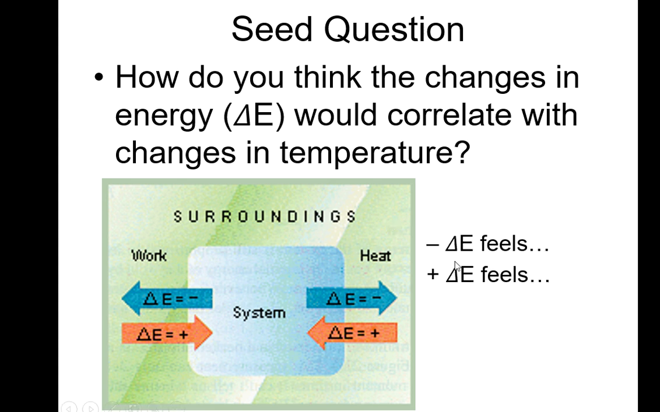So if the system is showing a negative change in energy, how would this feel, and how would a positive change in energy feel? Well, a negative energy change is going to feel hot because the system is giving off heat. That means it's going to feel hot because the object has more heat than you do. A positive change, since it's absorbing energy, is going to feel cold. So this relates closely with endothermic and exothermic changes.